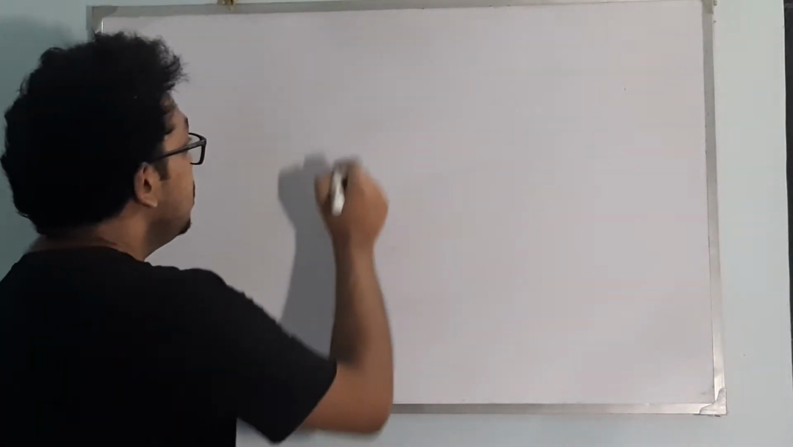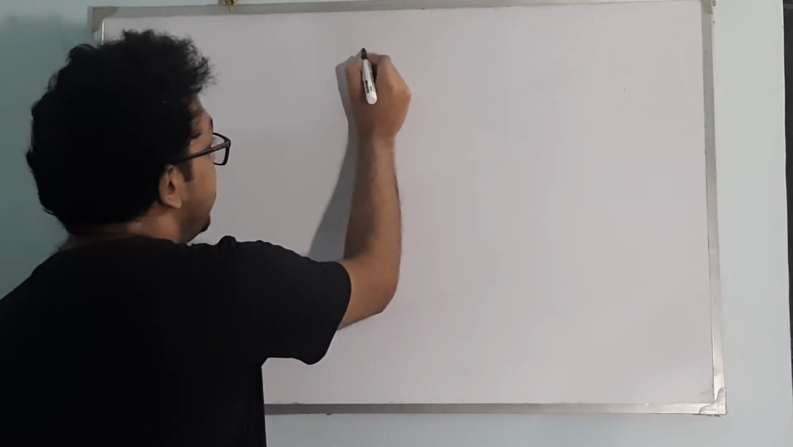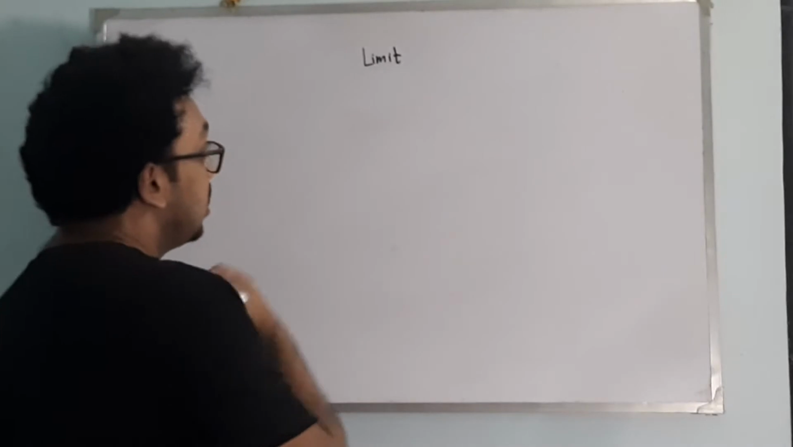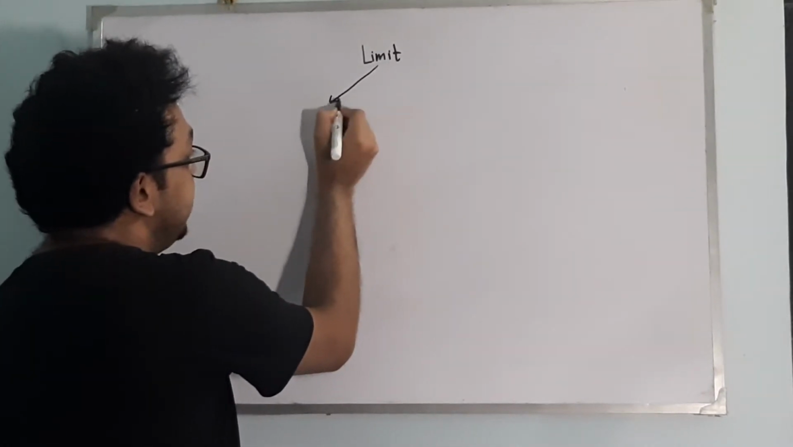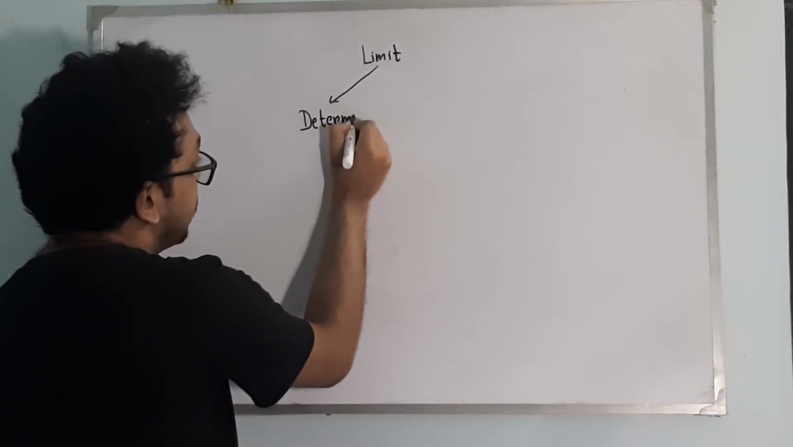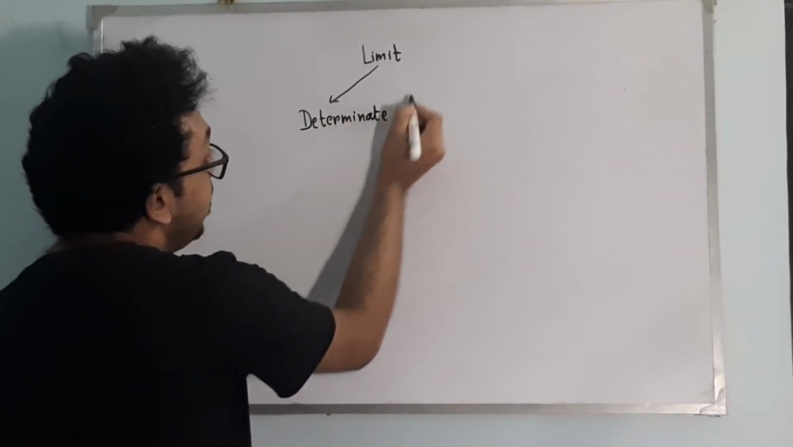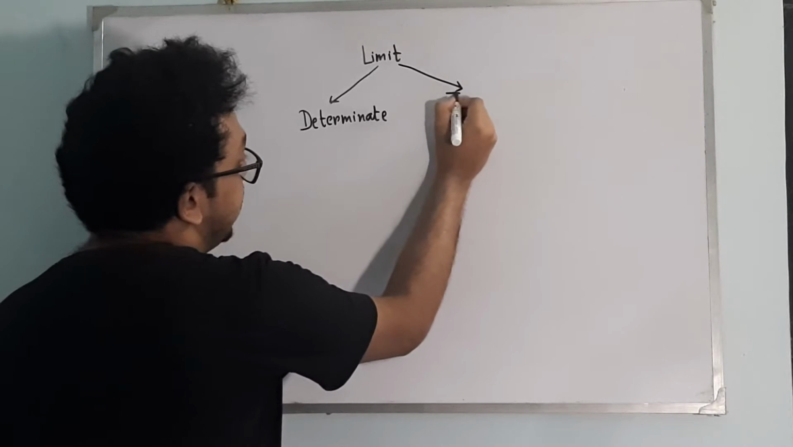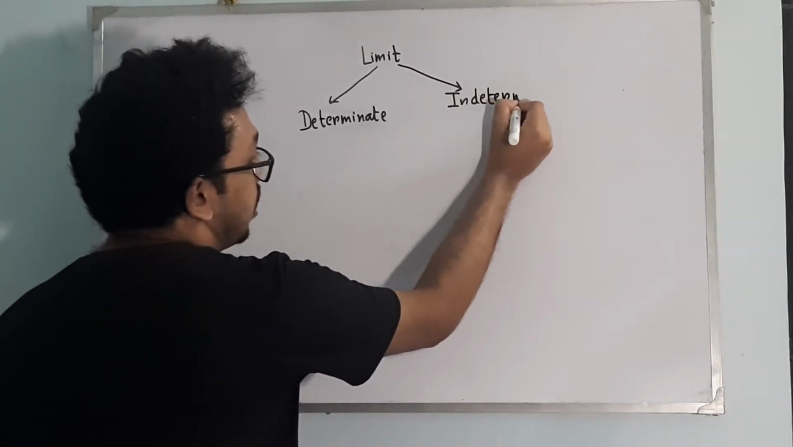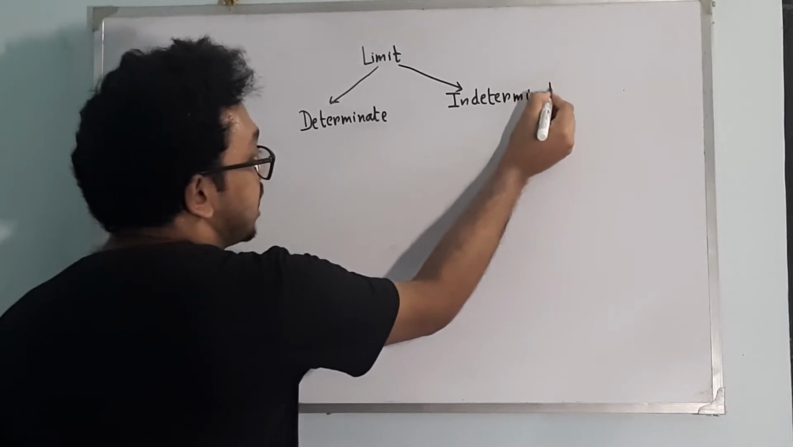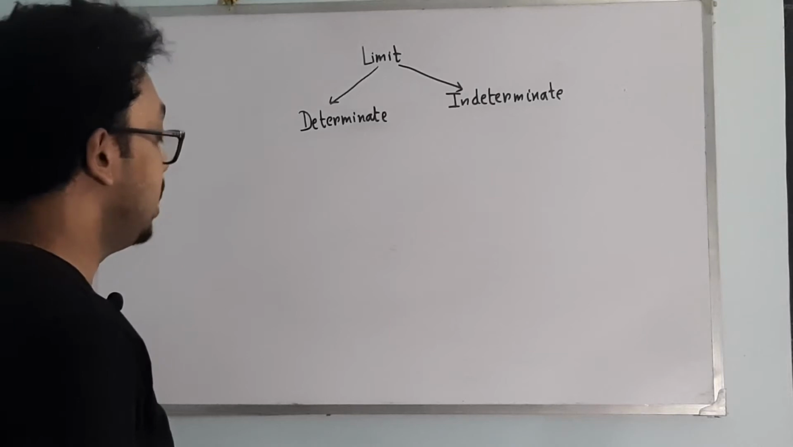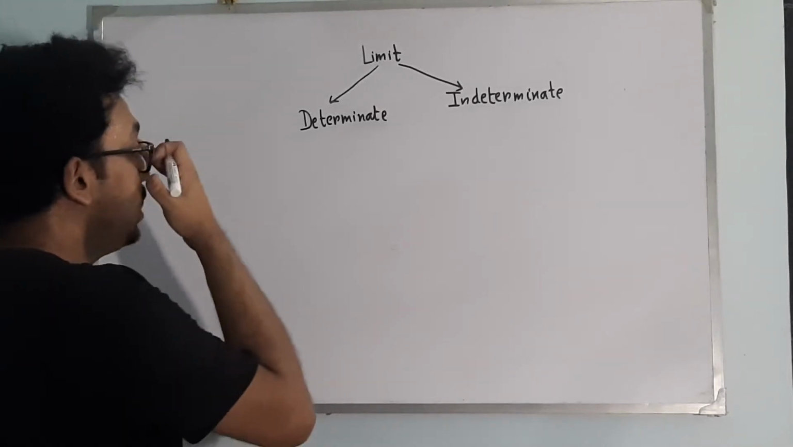See, any problem of limit that you will have will be either present in determinate form or it will be present in indeterminate form. Okay, we'll first discuss the concept of determinate form and then we'll go to the concept of indeterminate form. So first come to determinate form.